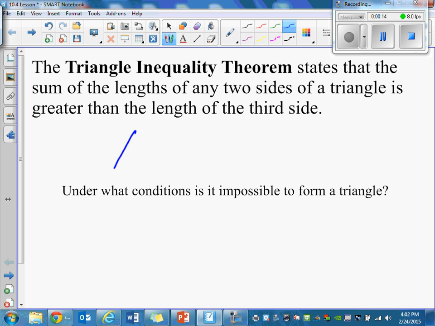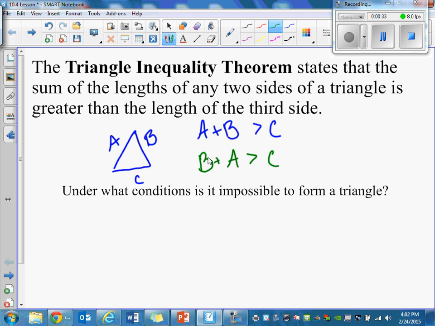So let's say I have a triangle. It has a side A, a side B, a side C. This theorem tells me that if I add two of the sides together, its sum would be bigger than the third side. It doesn't matter what sides you add together. Even if I added B plus A, that would be greater than C. Oh wait, that's the same thing. Trick question. Let's say I added B and C. That would be greater than A. That's what I meant. So any two sides you add together will be greater than the third side.